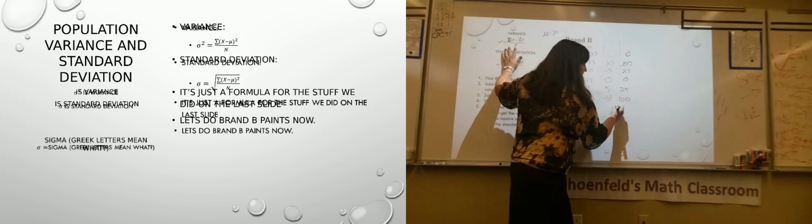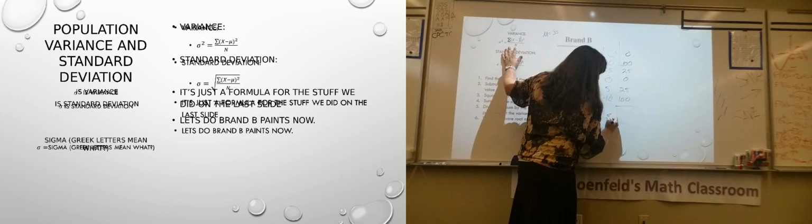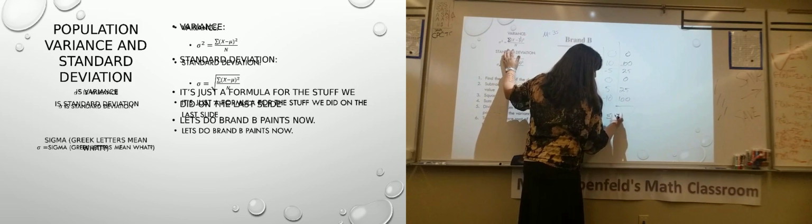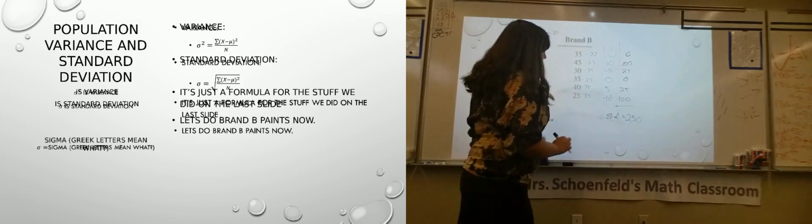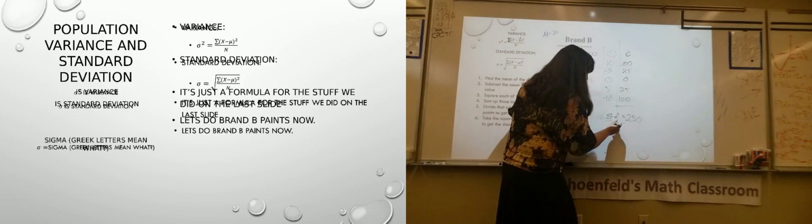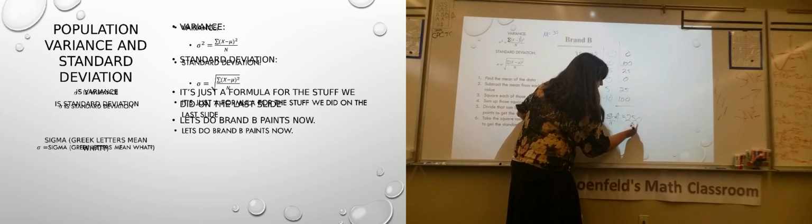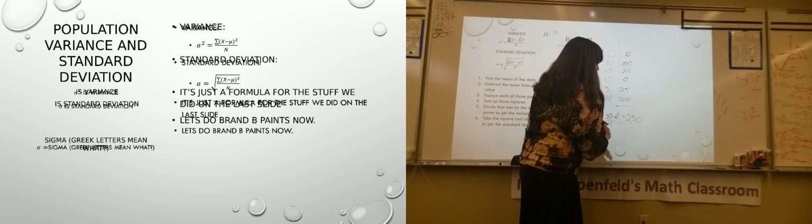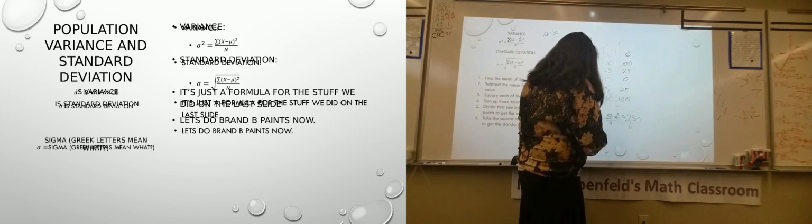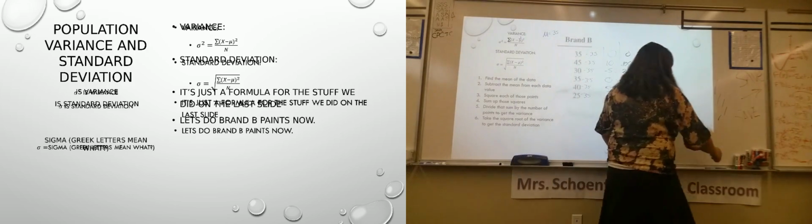Now we've squared them, and now we're adding them up. So the sum of x minus mu squared is 250. Now we're dividing that by n, which is 6 things still. How about I write a 6 instead of an n? 41.6.